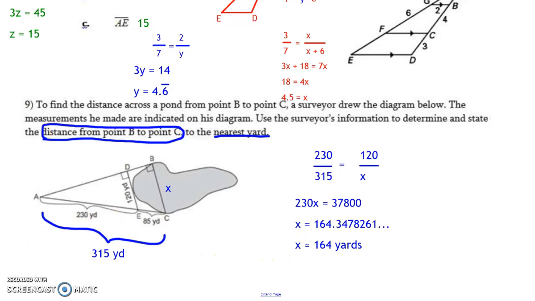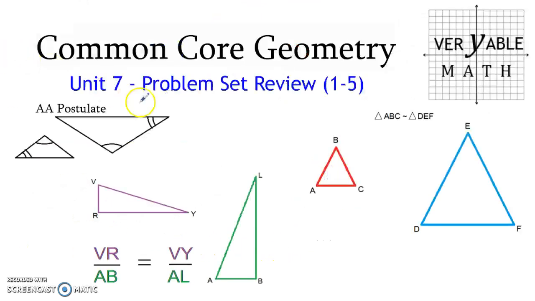All right, this was the Unit 7 review for problem sets 1 through 5. Hopefully this was helpful to you. Good luck studying.